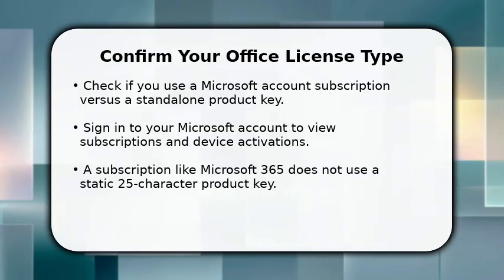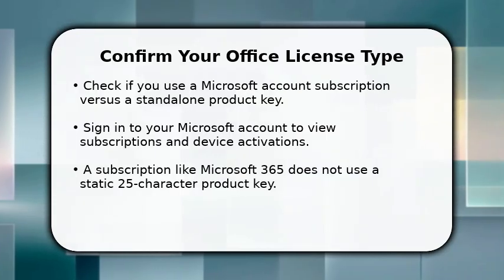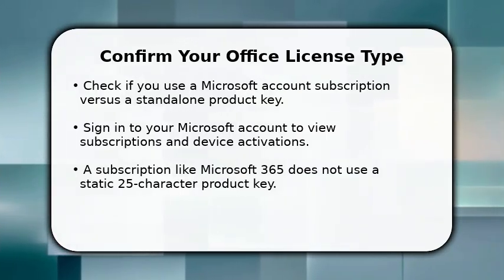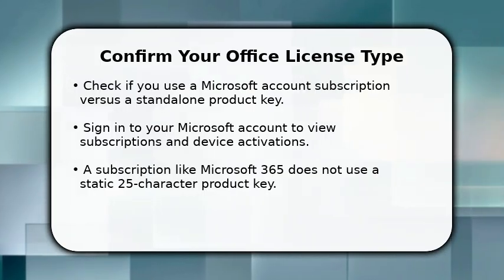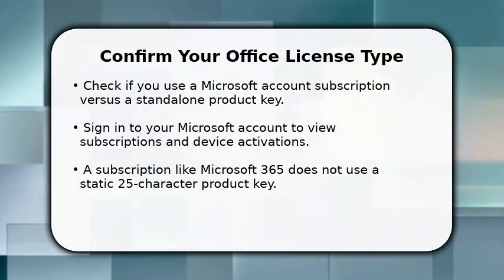Start by confirming whether your Office is subscription-based or a standalone product. Sign in at account.microsoft.com with the email tied to Office. Look under Services and Subscriptions to see Microsoft 365 listings.